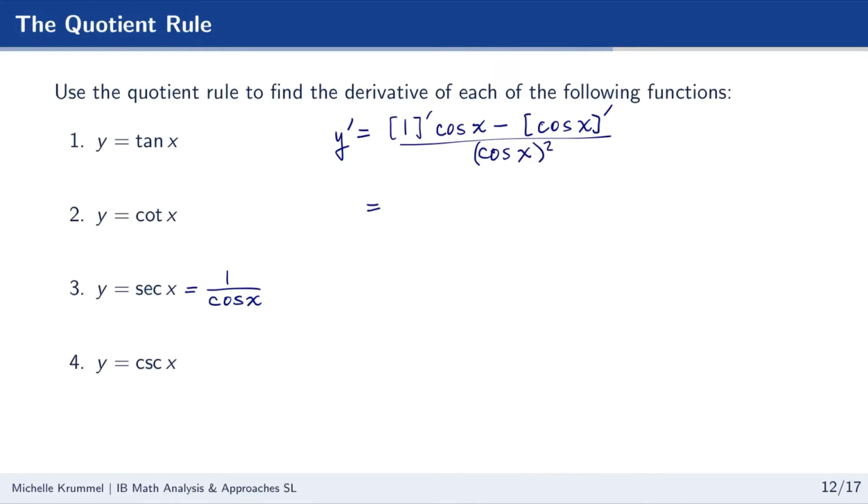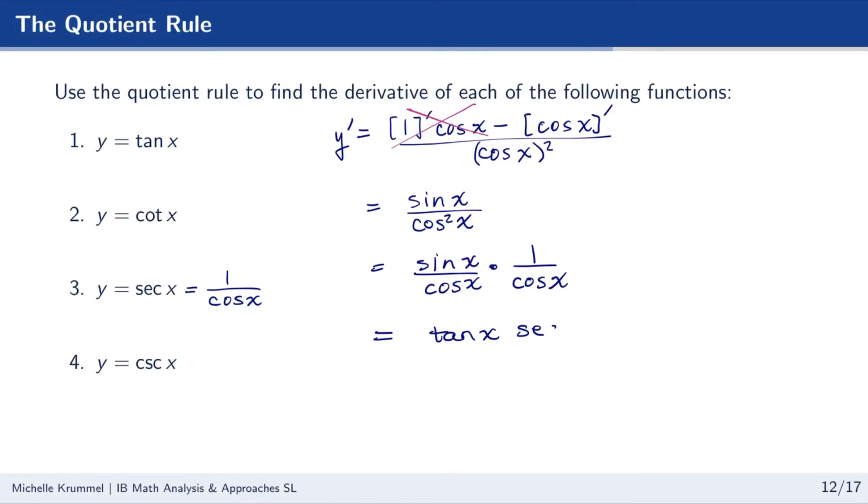So derivative of 1 is 0, which is going to just make that whole term equal to 0. The derivative of cosine x is negative sine x. So I have negative sine x over cosine squared x. And we could leave the answer like that, but generally we do some simplifying here. This is equal to sine x over cosine x times 1 over cosine x, which is equal to tangent x secant x. That is the derivative of secant x.